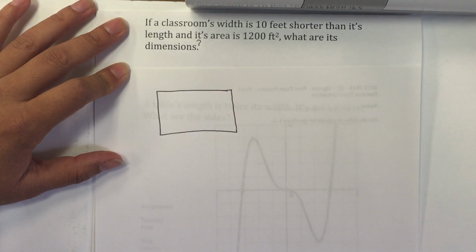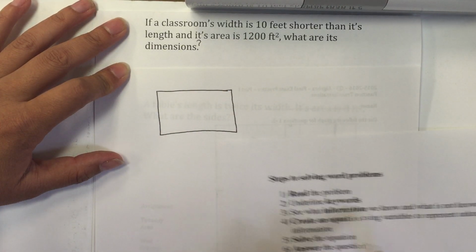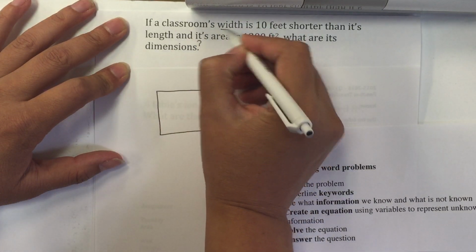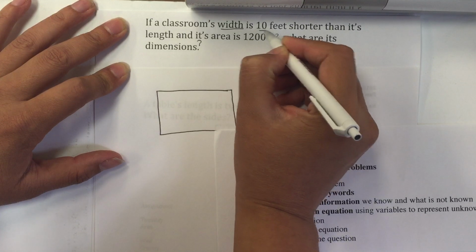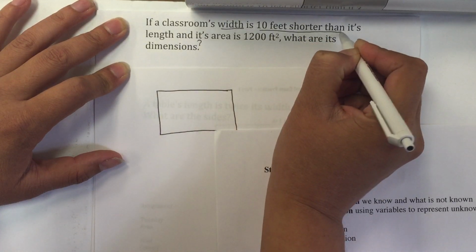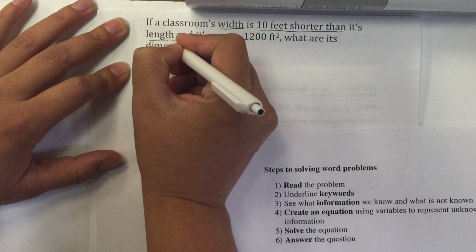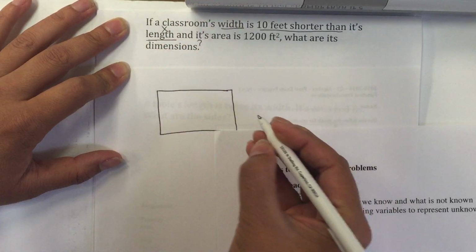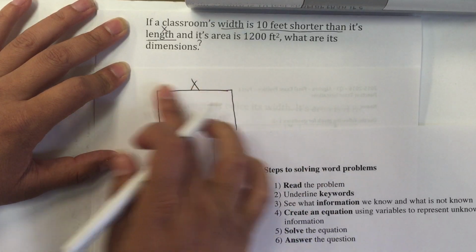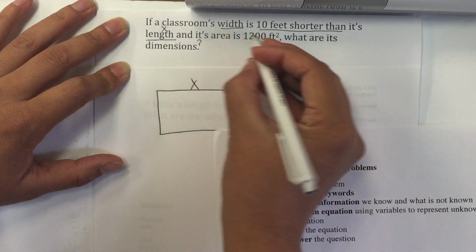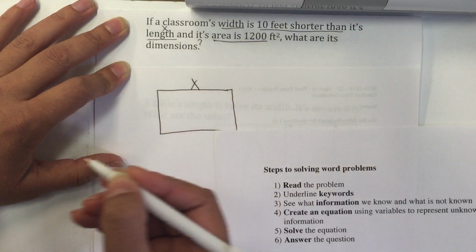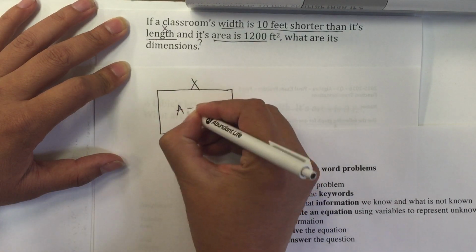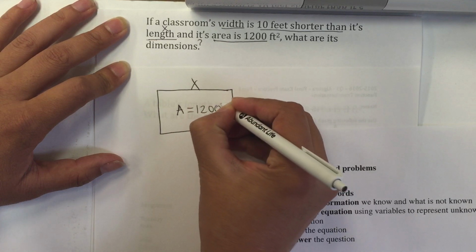Okay, we read the problem, right? Now let's underline keywords. Width is 10 feet shorter than length. So we're comparing it now to the length. So that's going to be my x. The length is going to be my x. The area is 1,200 square feet. So area is equal to 1,200 square feet.